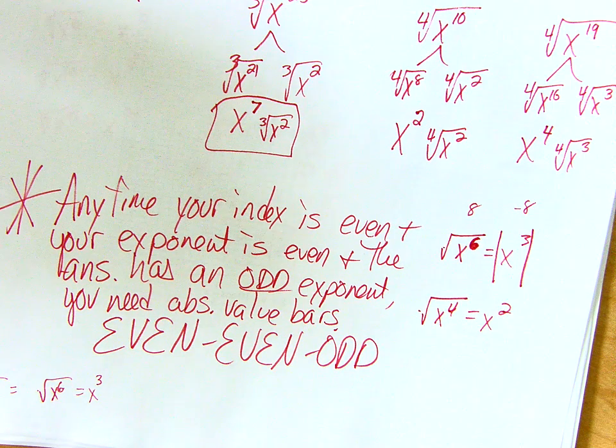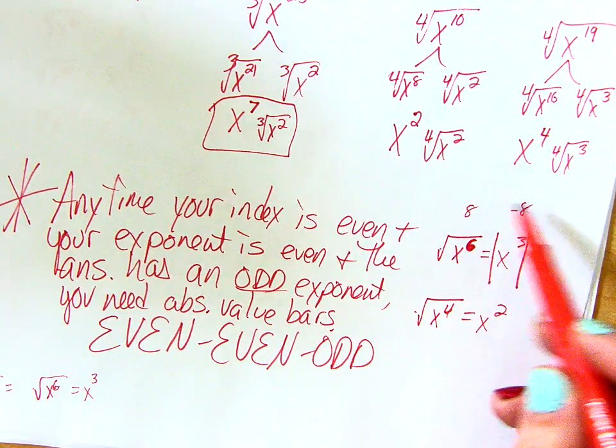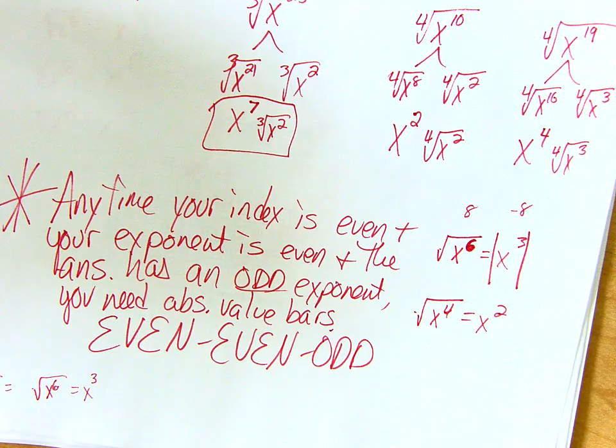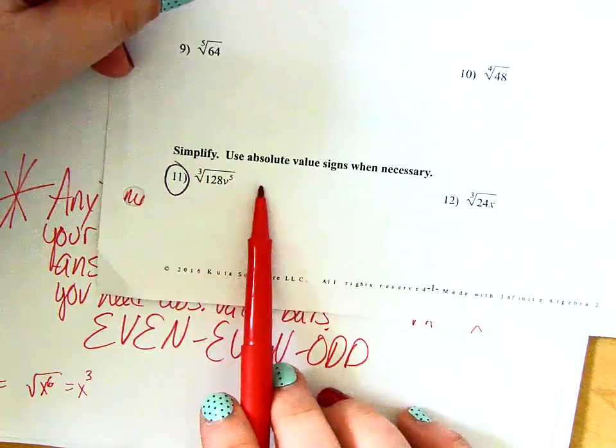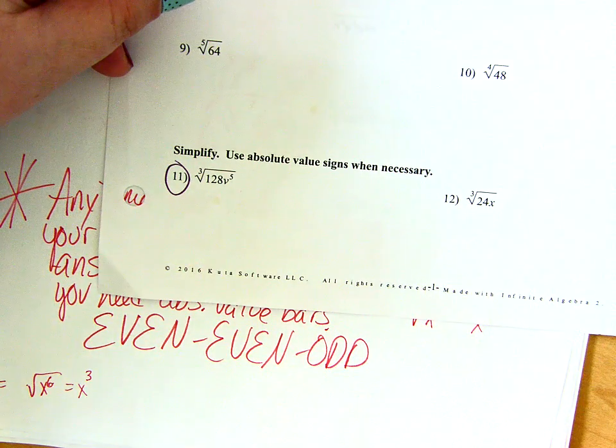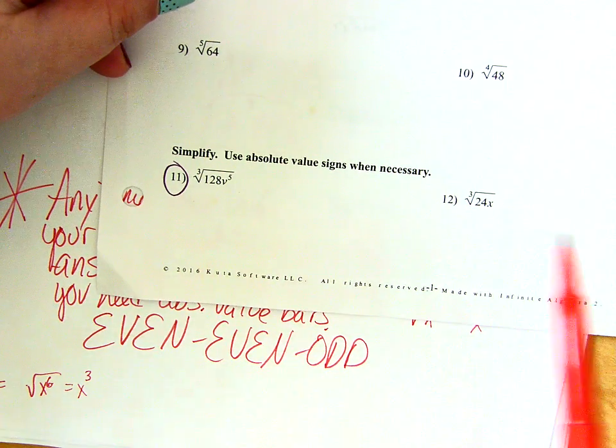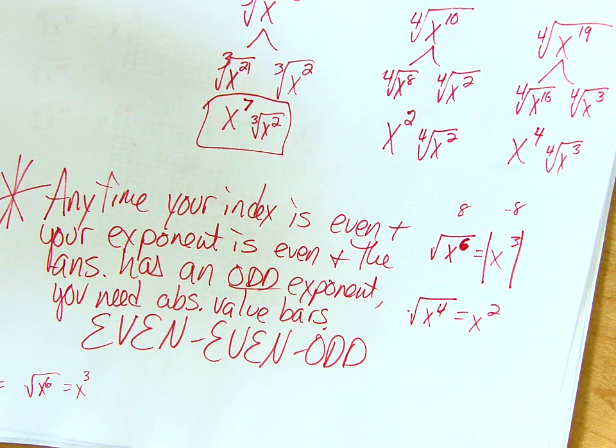Anytime I'm taking a cube root or a 5th root, I automatically don't have to worry about it because my index is not even. It's this weird little thing, but it accounts for times when this happens. So on your homework, it'll say simplify, use absolute value signs when necessary. So I wouldn't need it on 11. I wouldn't need it on 12.